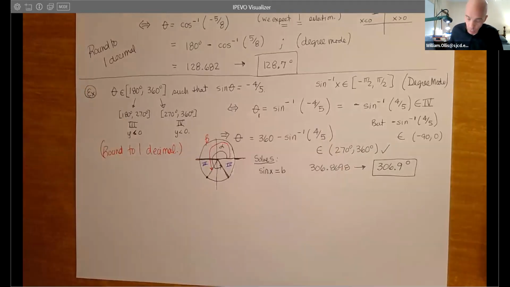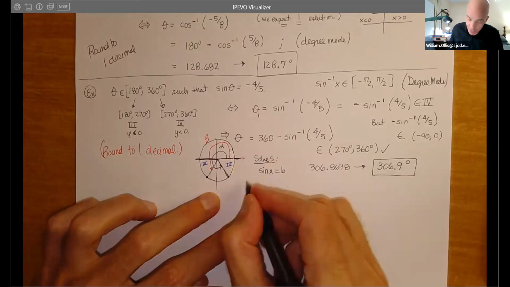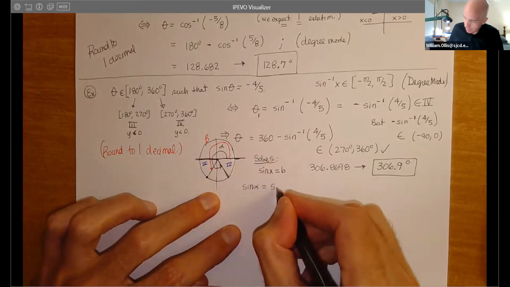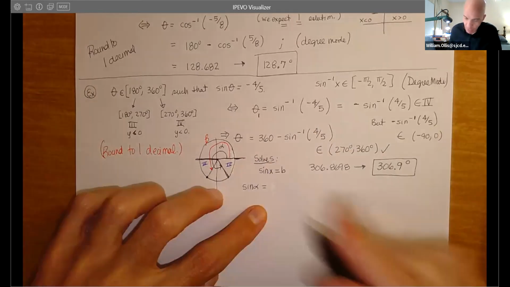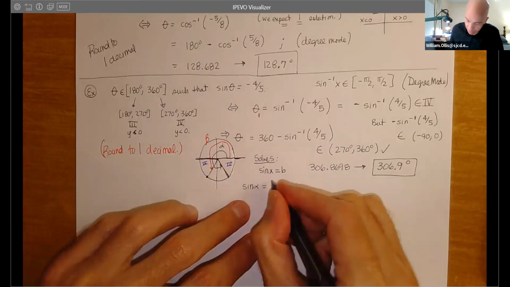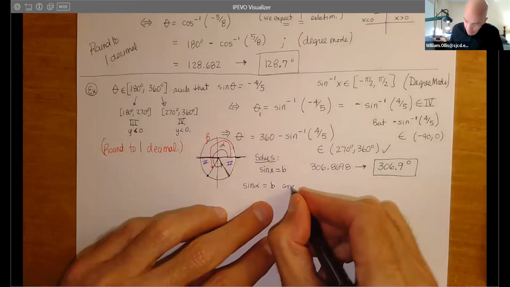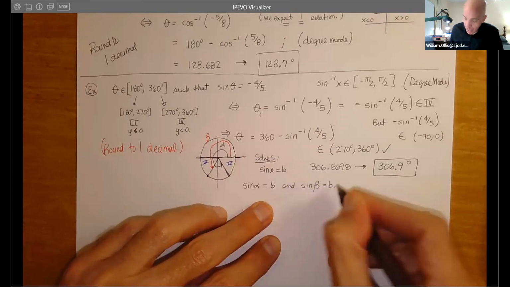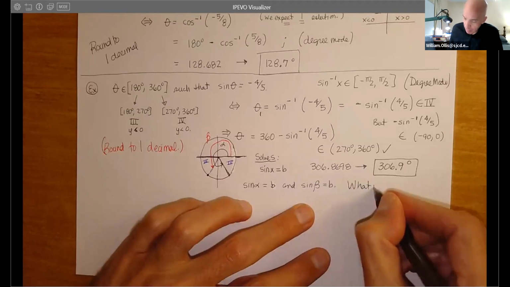So what we know is, it's like we computed alpha. We can think of this as alpha. Sine of alpha equals b. I'll just say solve this equation. Here our b was -4/5. And sine of beta equals b. And then we'll say, what is beta?